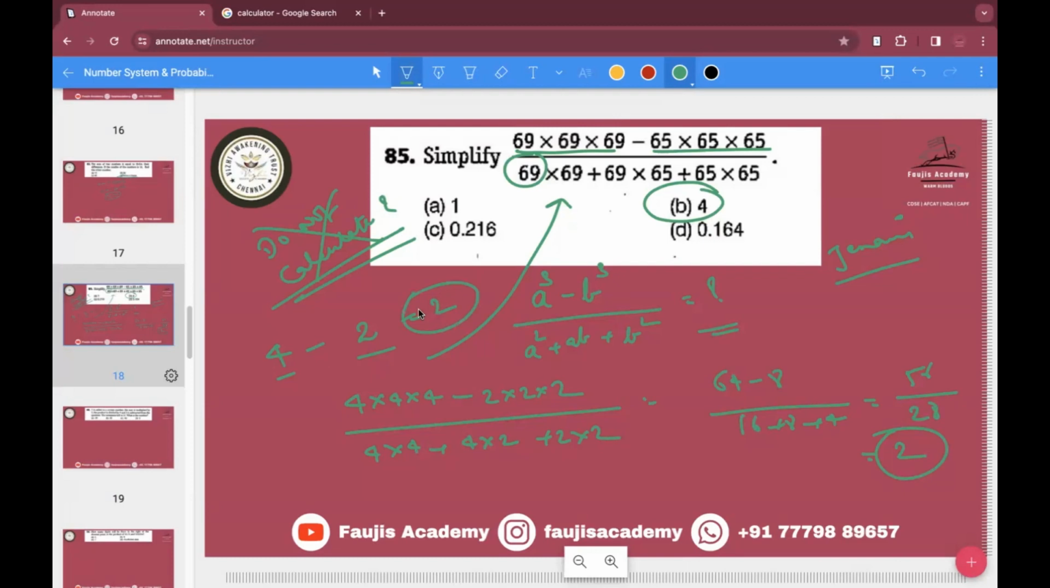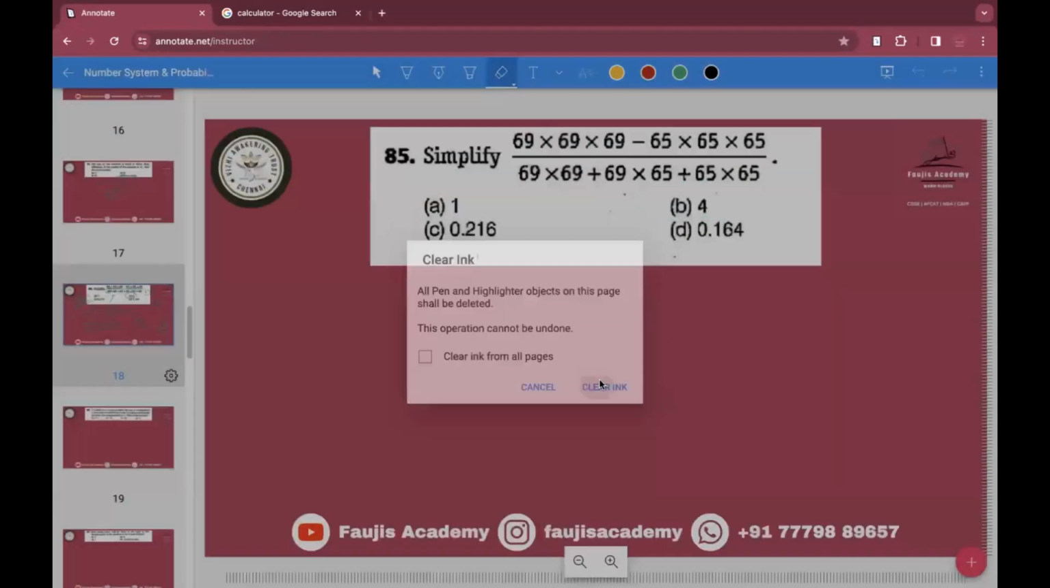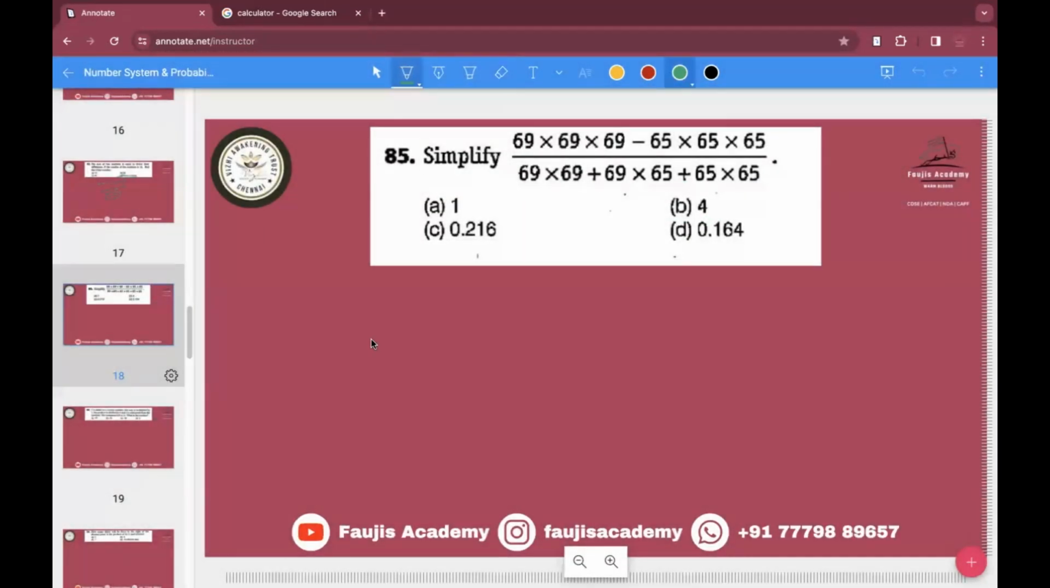But yet we will not conclude that the answer to this question is 69 minus 65. We will take one more, and this time let's take 5 and 2. We should get the answer as 3. If we get 3, we'll conclude that the difference is your answer.